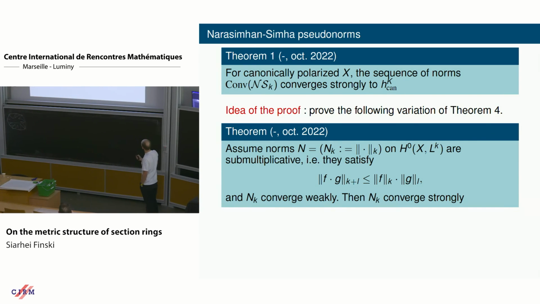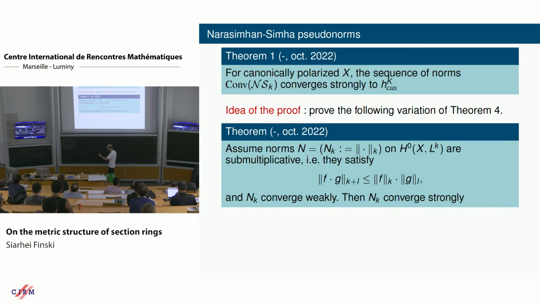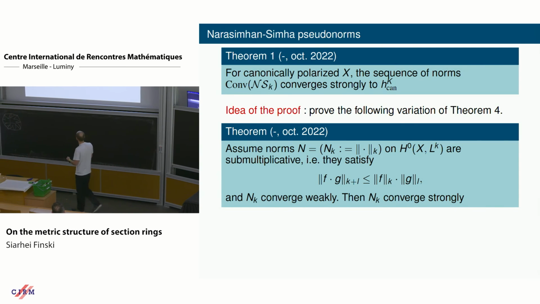Assume that a sequence of norms satisfies the following algebraic condition, the submultiplicativity. In other words, if I'm considering the product, the norm of the product of two sections can be bounded in terms of the product of the norms. And I assume that my sequence of norms converges weakly. Then automatically, this algebraic condition will imply that the sequence of norms actually converges strongly. Okay. This is the main theorem we wanted to prove.